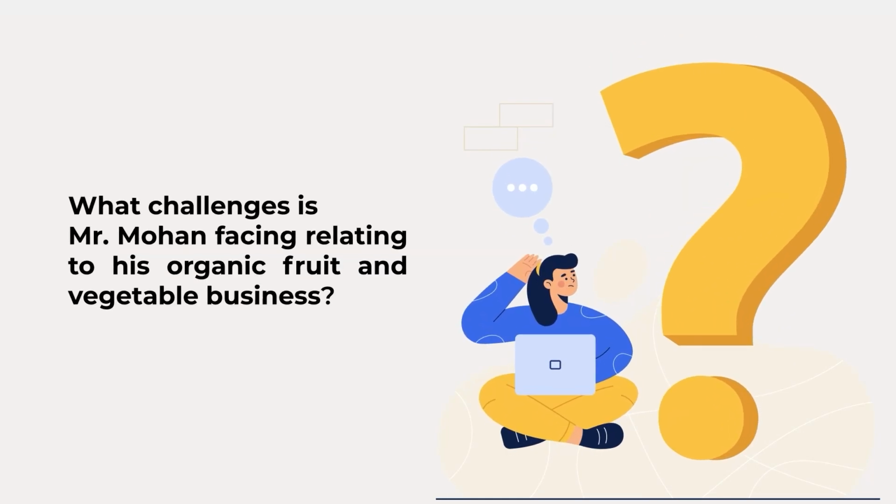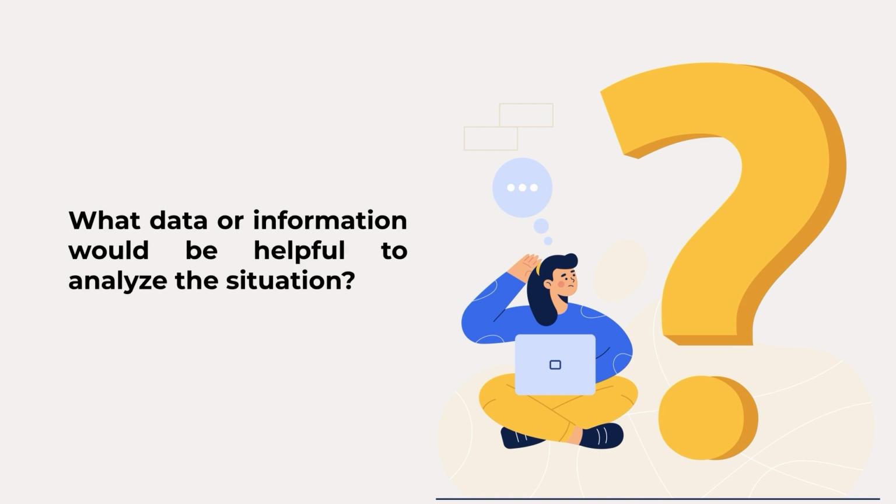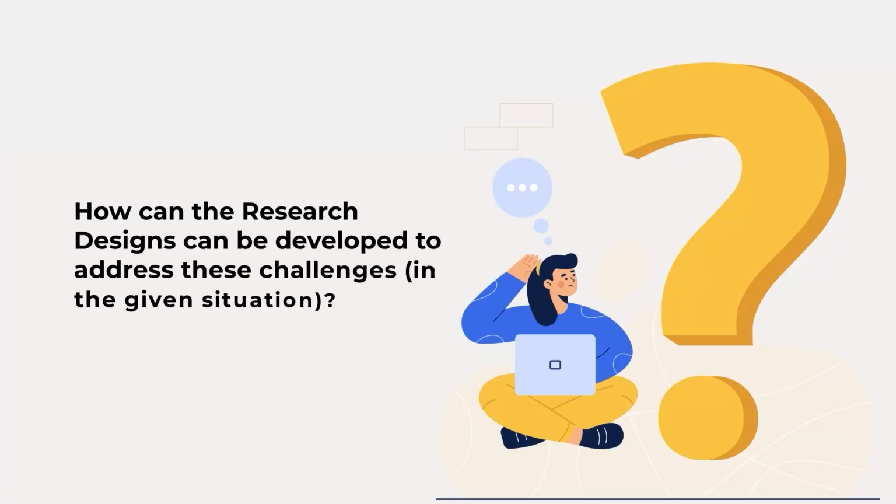what are the challenges Mr. Mohan is facing relating to his organic fruit and vegetable business? What is the kind of data or information that you would need to generate for him so that it would help him in analyzing the situation, or it would help you in analyzing the situation? And therefore, what is the kind of research design that you can develop to address these challenges in this given situation? So let's apply our understanding of research design.